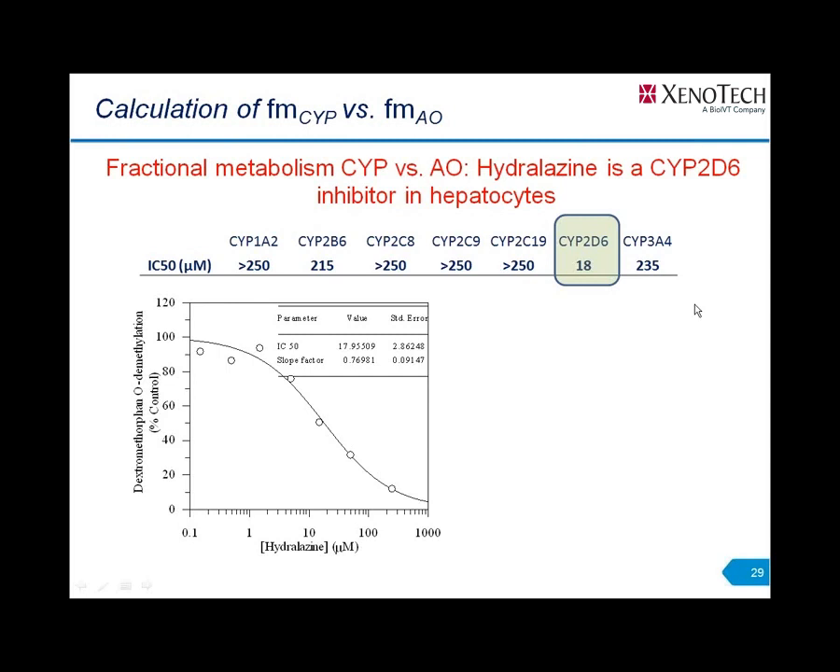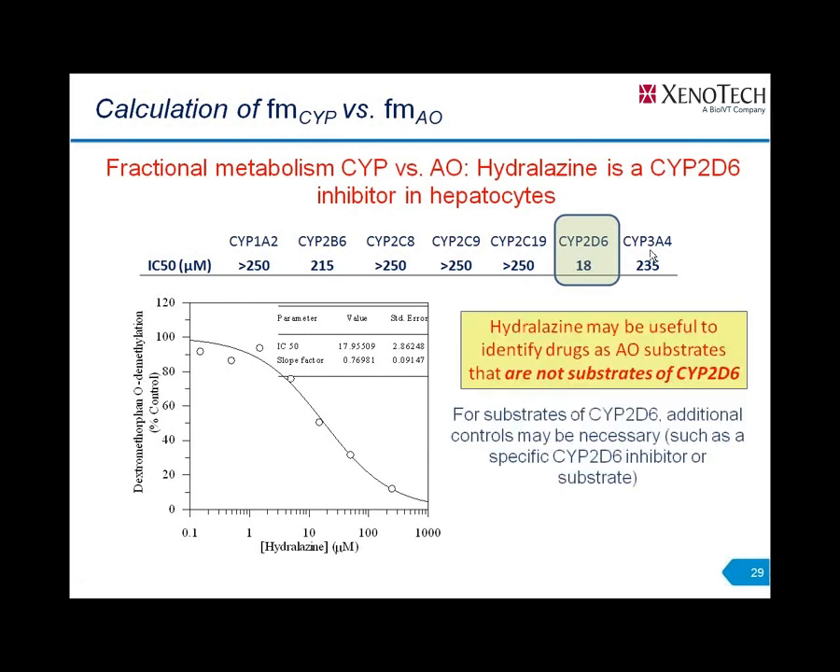The Pfizer paper looked at this, and they saw a little bit less inhibition than we did for hydralazine. We get an IC50 of about 18 micromolar for CYP2D6, and it seems to be, at least in the panel of CYPs that we examined, quite specific to CYP2D6. So our conclusion is that hydralazine may be useful to do this chemical inhibition type of assay in order to determine the fractional metabolism of a new drug by AO, but only if you're confident that your drug is not a substrate of CYP2D6 as well.